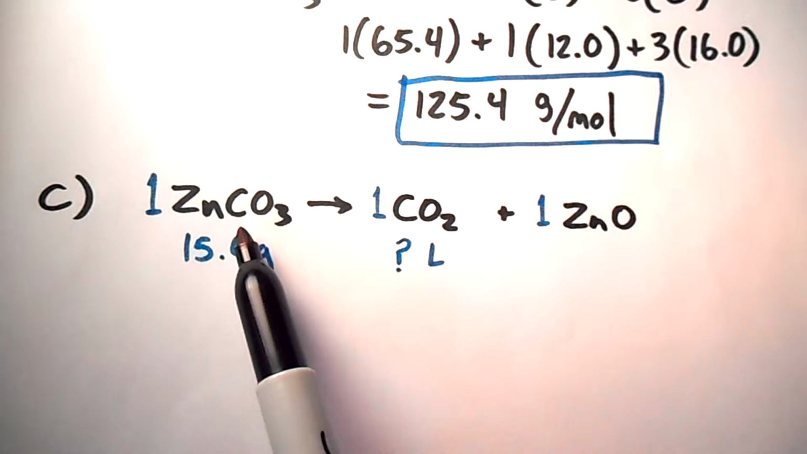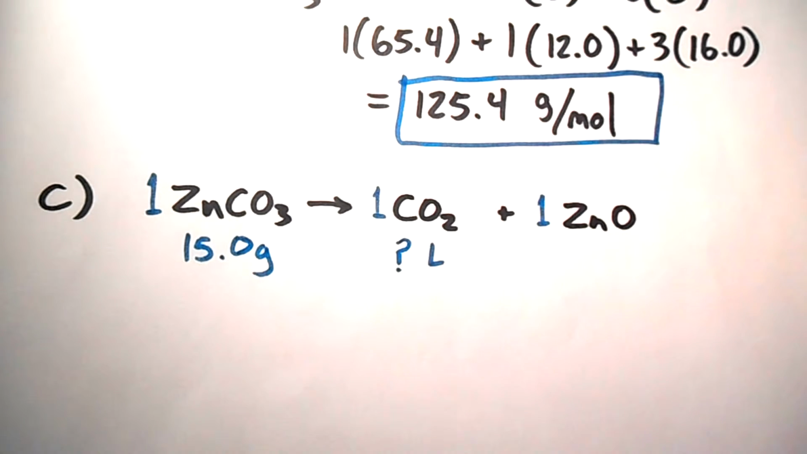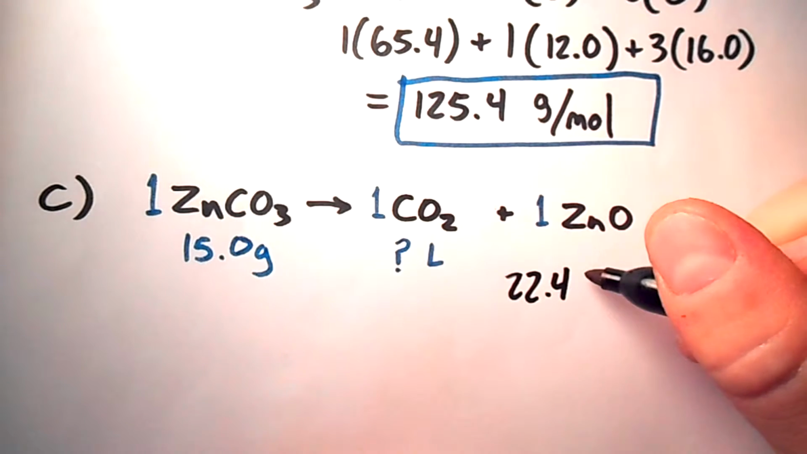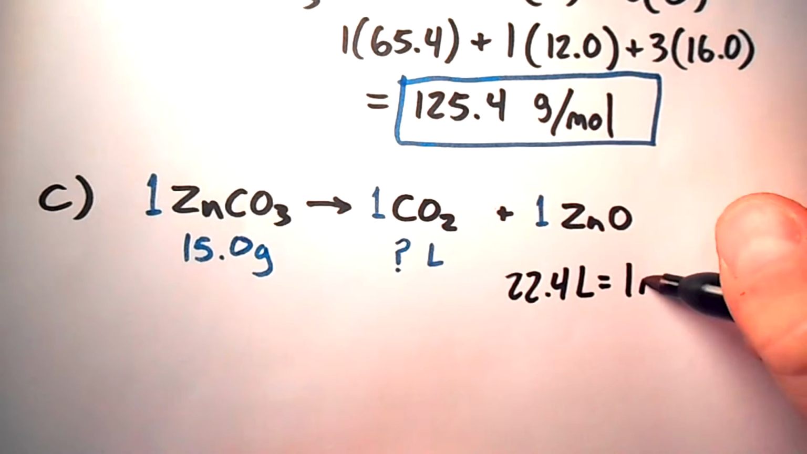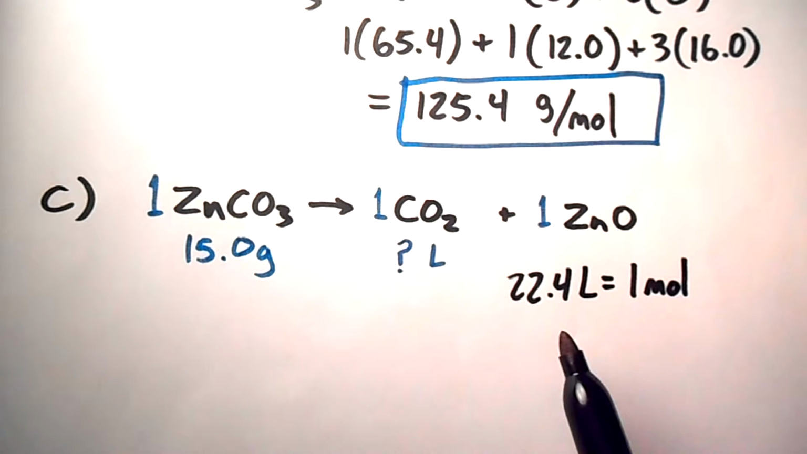After we do some stoichiometry, we'll find out how many moles of carbon dioxide are produced. For every 1 mole of zinc carbonate that goes into this reaction, 1 mole of carbon dioxide is going to be produced. And then because we're told it's at STP, we can use the molar volume conversion of 22.4 liters is equal to 1 mole. For every mole of gas you have at STP conditions, doesn't matter what chemical it is, it will take up 22.4 liters.